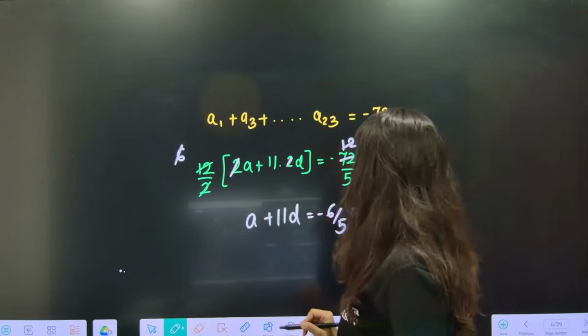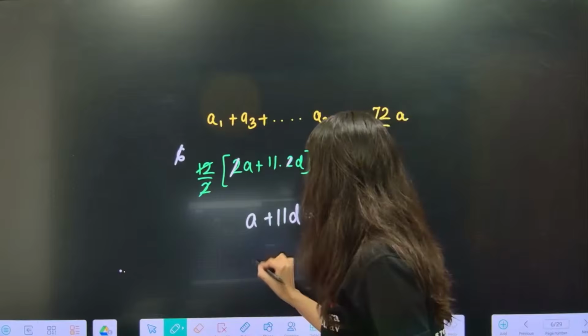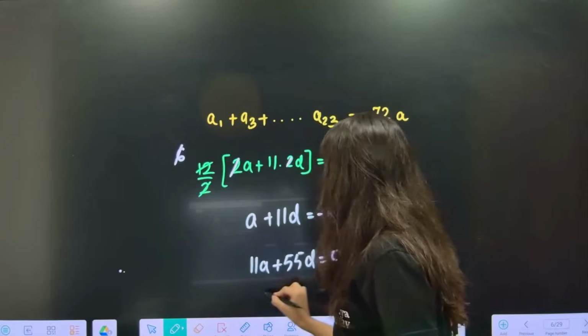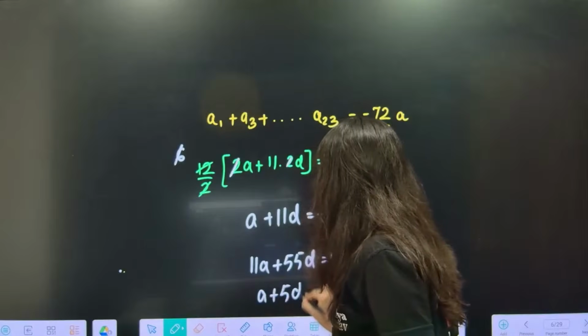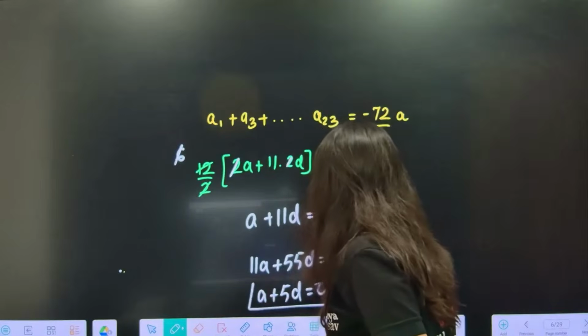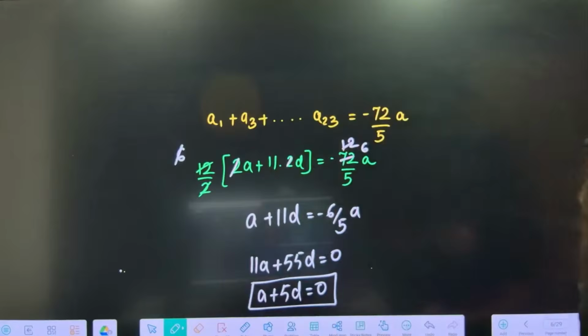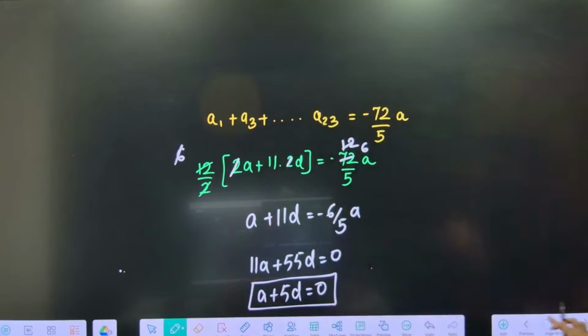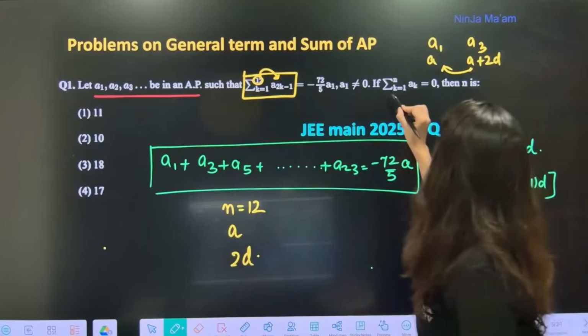If you cross multiply, what will you get? 11A plus 55D is 0. A plus 5D is going to be 0. First equation solved. Right? Alright.